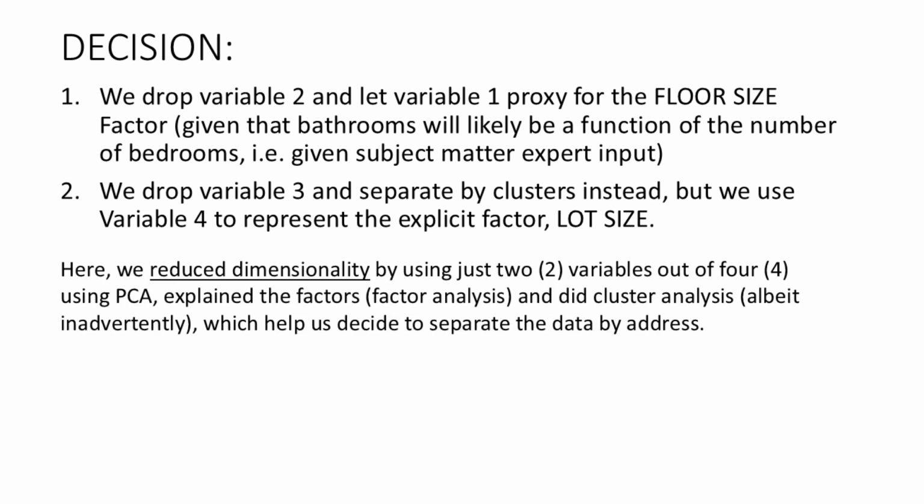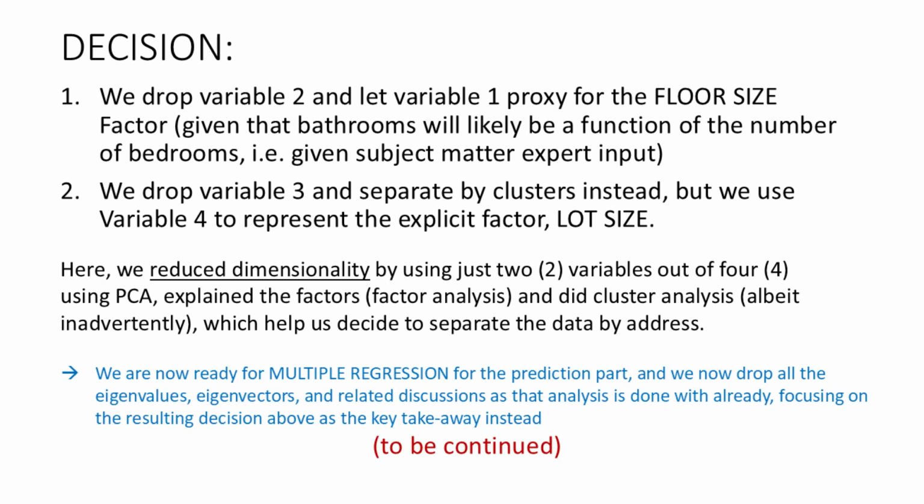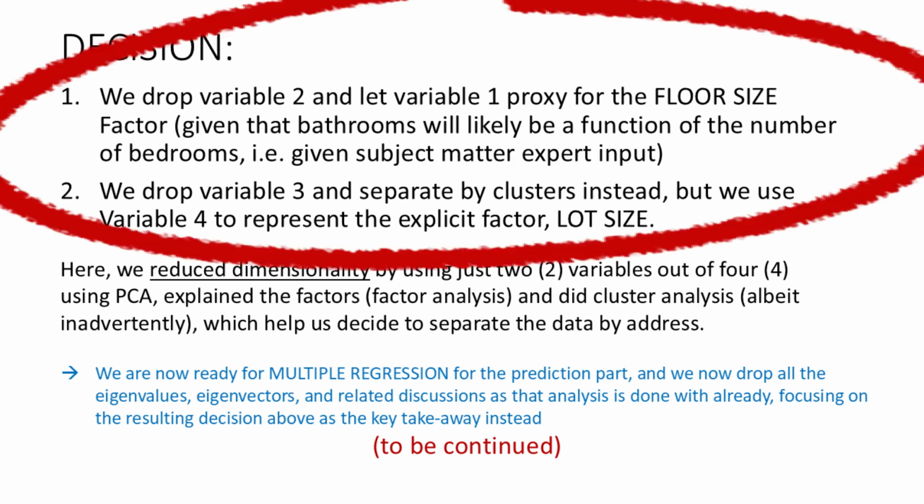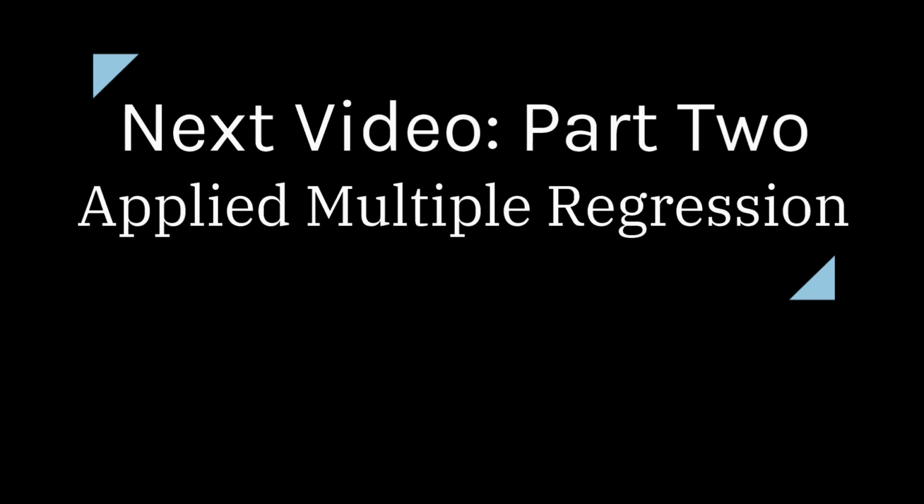So what have we done? We reduced dimensionality by just using two variables out of the four original variables using principal components analysis. And additionally, we explained the factors, doing some sort of factor analysis. And finally, we did some cluster analysis, albeit inadvertently, which helps us to decide to separate the data by address. We are now ready for multiple regression for the prediction part, and we now drop all discussions about eigenvalues, eigenvectors, etc., as that analysis is done, and we just focus instead on the resulting decision listed here as the key takeaway. Now up next will be the more exciting part of predictive modeling using multiple regression and supervised machine learning using the analysis that we did here.